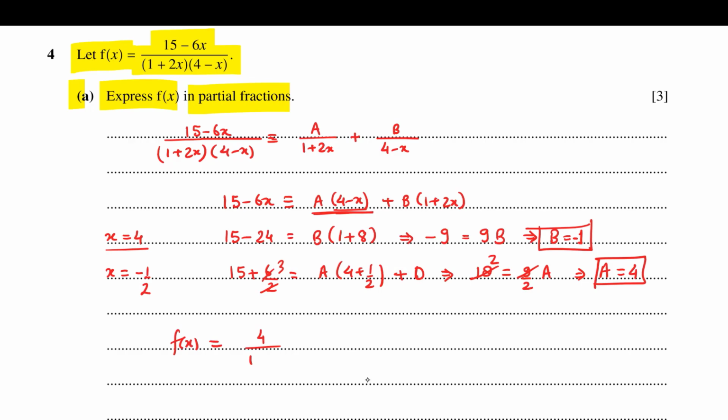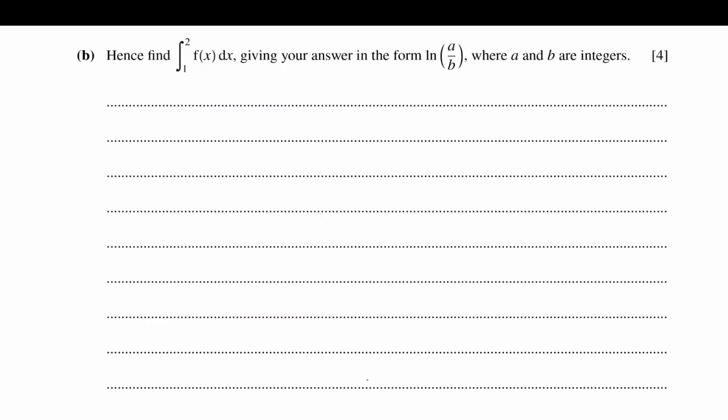Means the partial fraction of our function f(x) becomes 4 over (1 + 2x) plus B. B is −1, so we can write directly −1 over (4 − x). That's the partial fraction of this f(x). Now part (b). Hence means we are going to use the first part.